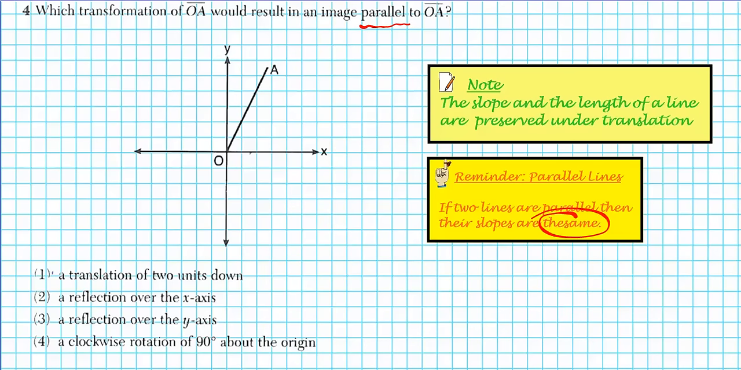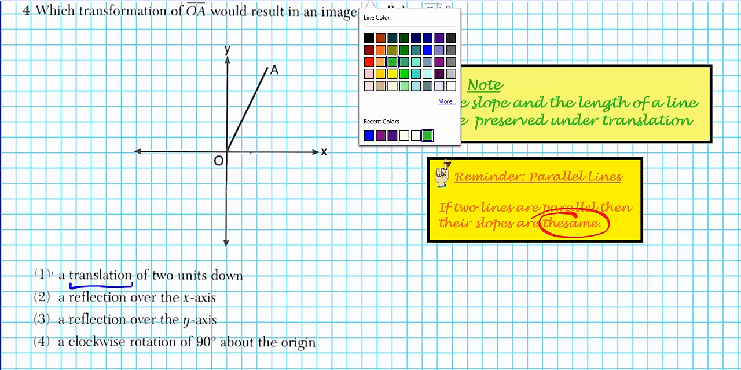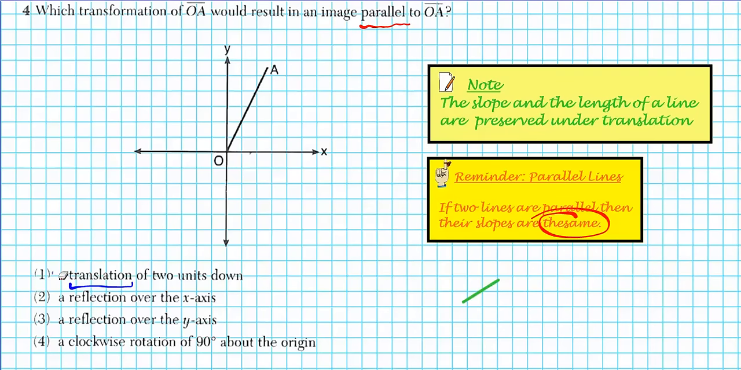Some of you might already discern that the answer is option A because that's the only translation that's there, and the slope is preserved under translation. Well, if that is what you're thinking, you are correct. Okay? But let's act as though we're not that perceptive, alright? I'm just going to carry out the transformations, nice little review on transformations, and then we will see which one is parallel or has the same slope as segment OA. Okay? Alright, so let's start with option 1.